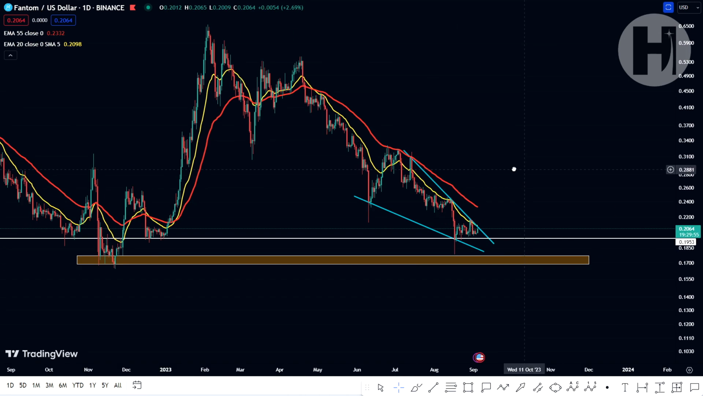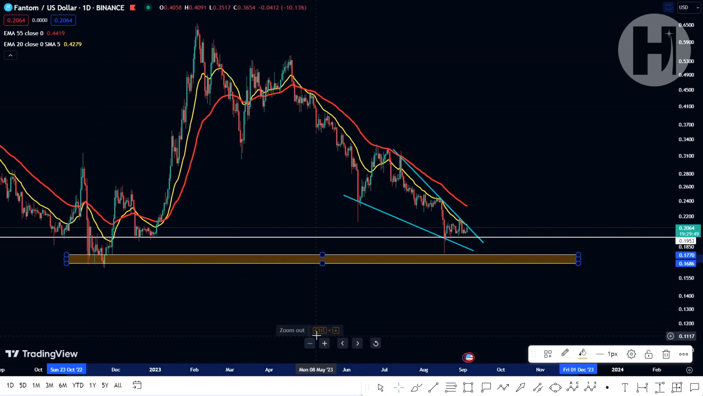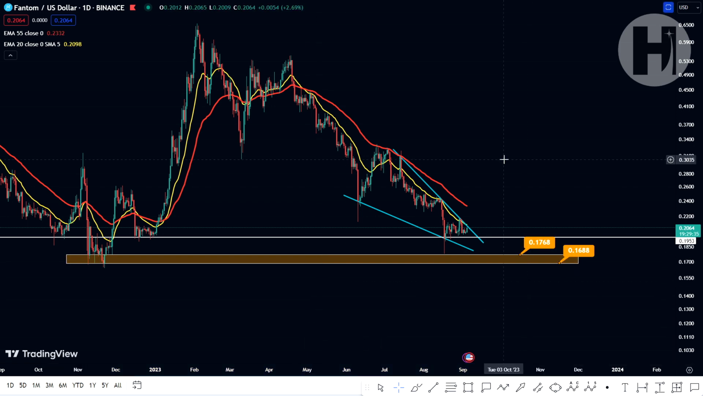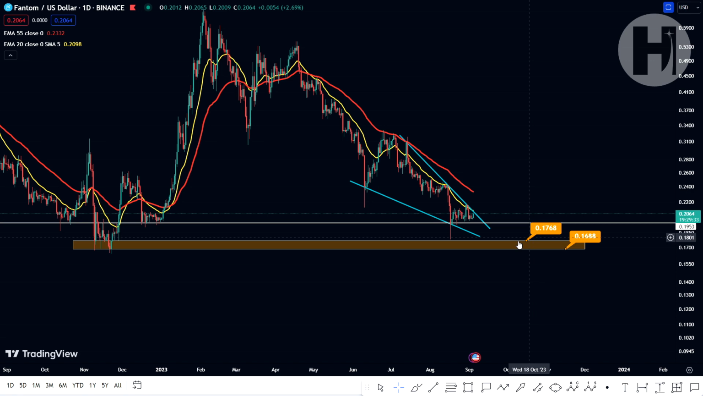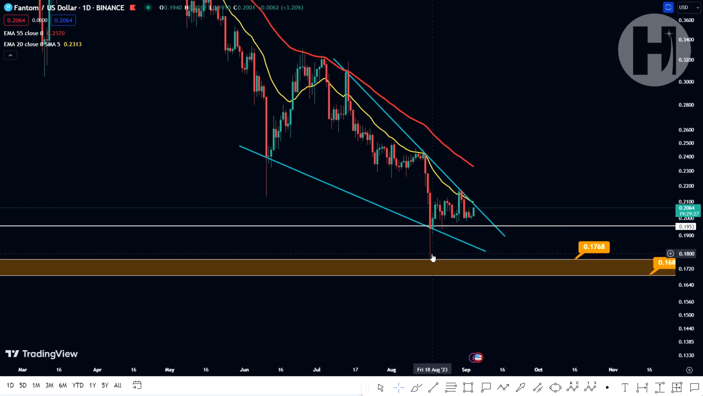Now, based on this previous November low that we created, we created a really good support level here between 17.70 and 16.86 cents. So this area is going to be a massive support for us going forward. And as you can see, we did wick towards that area, and we had a lot of buying pressure come up here. So a lot of buying pressure below 19.5 cents.